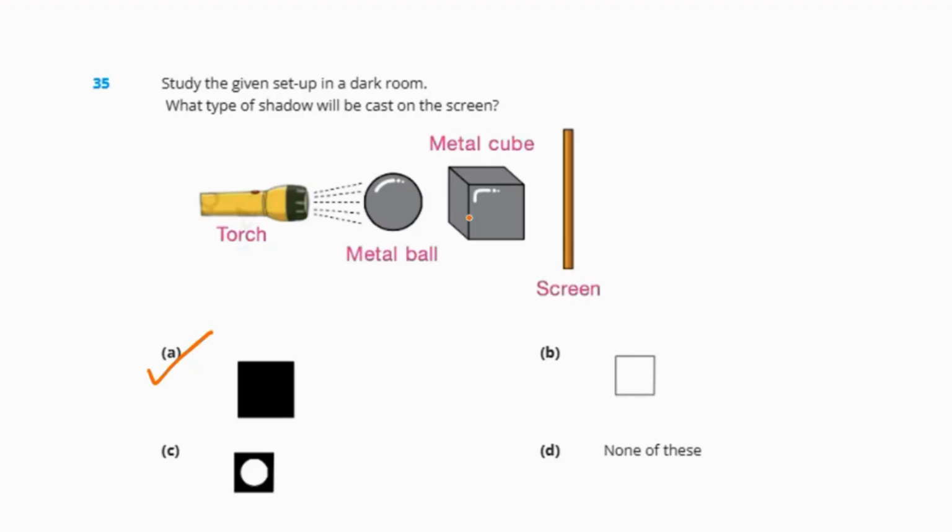But what is actually happening? The metal cube is larger in size than the metal ball. So the final shadow formed on the screen will be of metal cube only because the shadow of the ball is hidden by this metal cube. So finally we can see only the shadow of metal cube on the screen, in black color, because in a shadow we cannot see any color, it only appears black, right? So option A is the correct answer, that is the shadow. Okay.